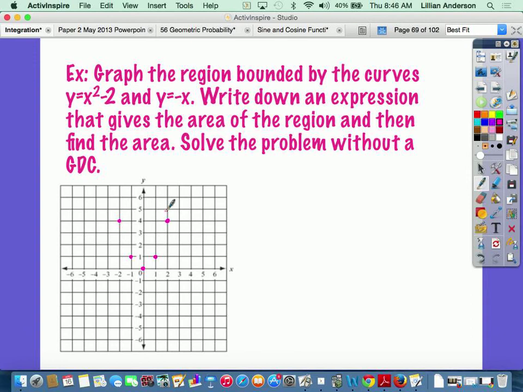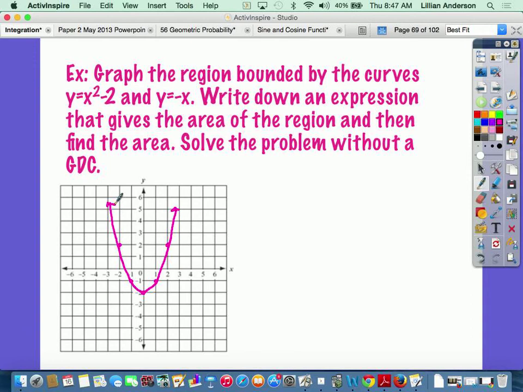Since my parent function just got shifted down 2, all you have to do is take these points and move them down 2 units. So your vertex is no longer 0, 0, it's now at 0, negative 2. This point goes down 2 units, so does this one, and so does this point. I'll erase the ones we don't need. So this is actually the quadratic that we want to graph. There's y equals x squared minus 2.